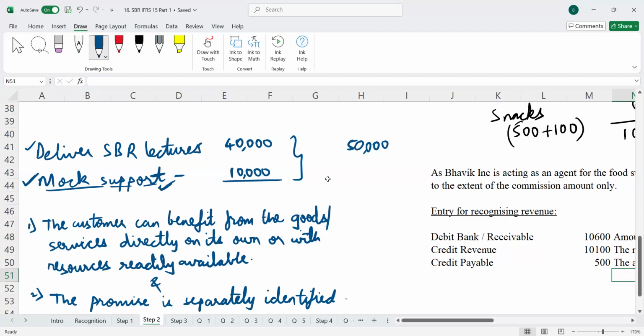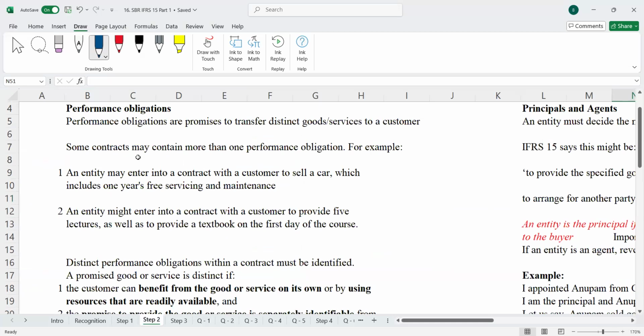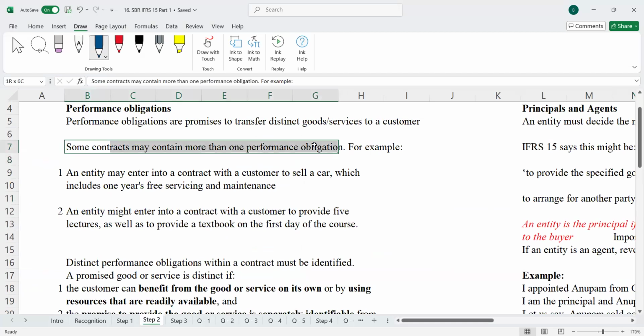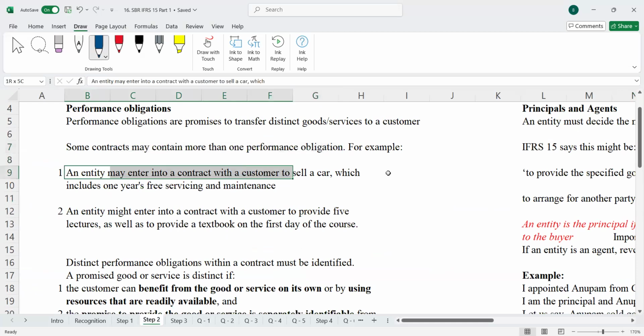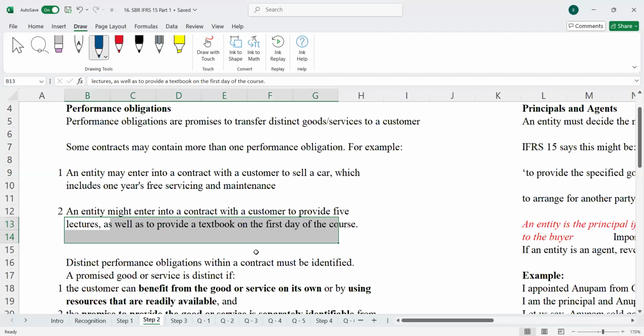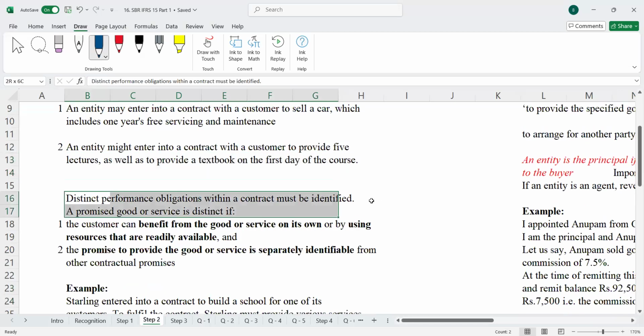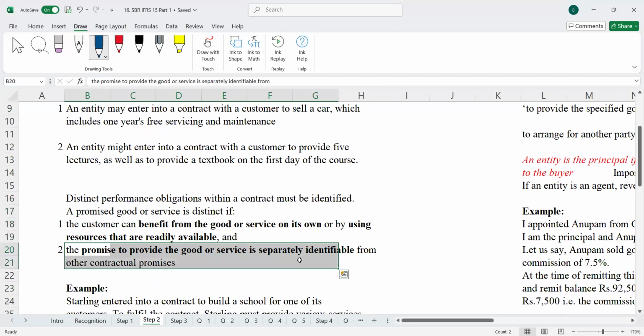Okay. So, first, some contracts may contain more than one performance obligation. For example, an entity may enter into a contract with a customer to sell a car, which includes 1 year's free servicing and maintenance. Second, an entity might enter into a contract with a customer to provide 5 lectures as well as to provide a textbook on the first day of the course. Now, distinct performance obligations within a contract must be identified. A promised good or service is distinct if the customer can benefit from the good or service on its own or by using the resources that are readily available, and the promise to provide the good or service is separately identifiable from the other contractual promises.